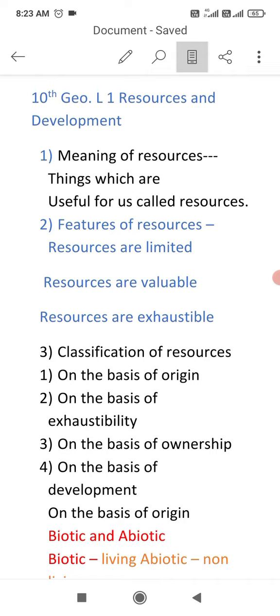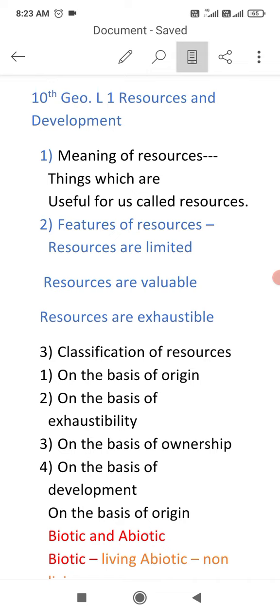And after that, features of resources. There are main features of resources written below. The first one is resources are limited. You know that resources are limited. They are in limited form. And after that, resources are valuable. It means they are very valuable for us. For example, here is a mobile in my hand. It's also a valuable resource for me and you also. And after that, resources are exhaustible, which here means they will be finished one day.